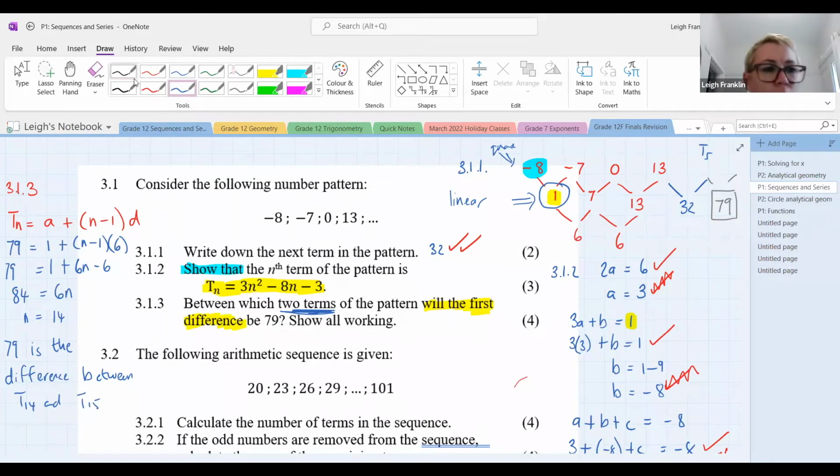Because if we go back and have a look over here, here's term 1 of our pattern and term 2 of our pattern. Term 1 of the first differences sits between term 1 and term 2 of the quadratic pattern. Similarly, term 2 of your first differences sits between term 2 and term 3 of your quadratic pattern. So we know that 79 is going to be the first difference between the 14th and the 15th terms.